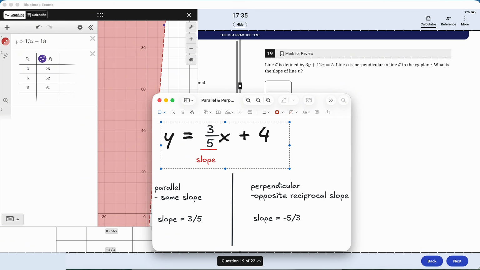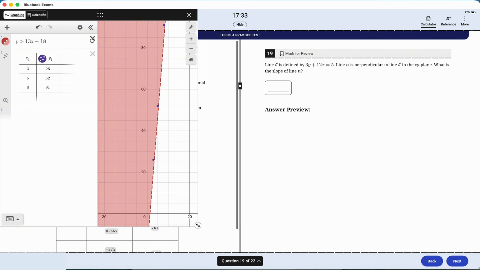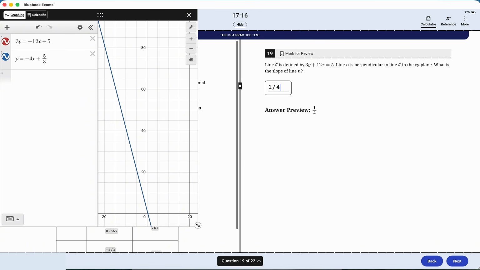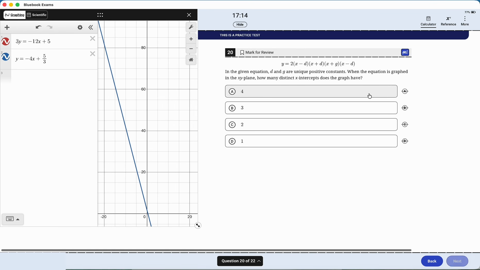Parallel means same slope. Perpendicular means opposite reciprocal. So you have to do a little bit of algebra here, but it's not too bad. I'm just going to subtract 12x on both sides first, and then divide by 3. So it'll be negative 4x plus 5/3. So my slope for this line is negative 4. Therefore, if I want perpendicular, it's the opposite reciprocal. It's 1/4.